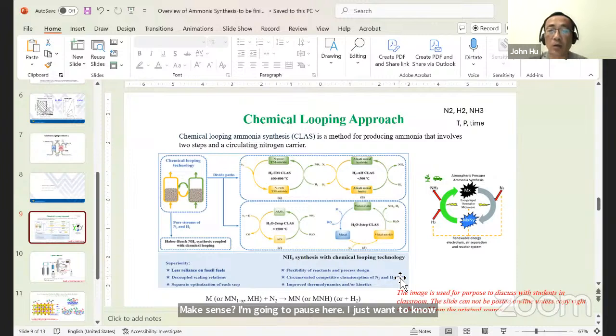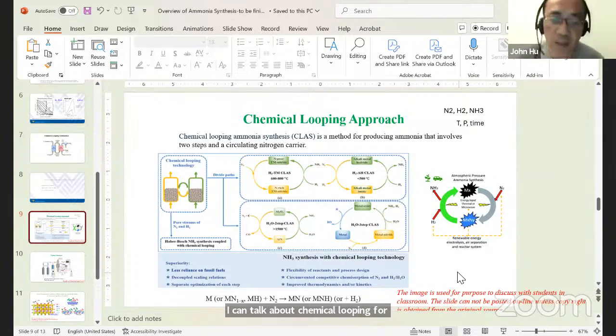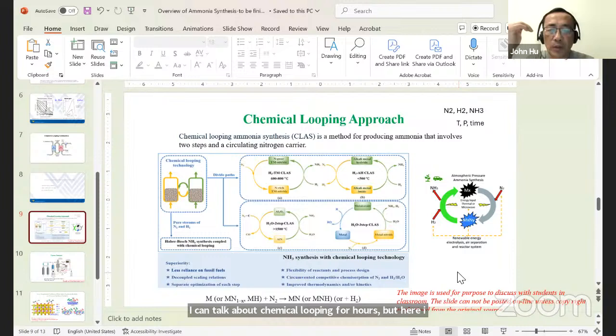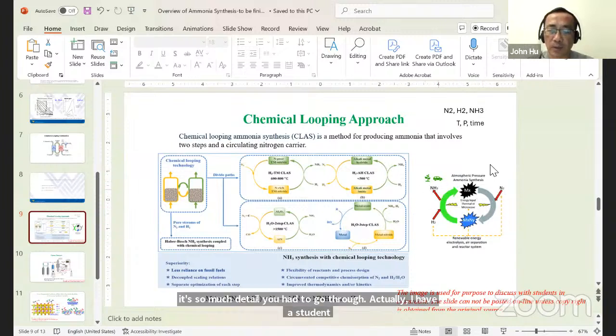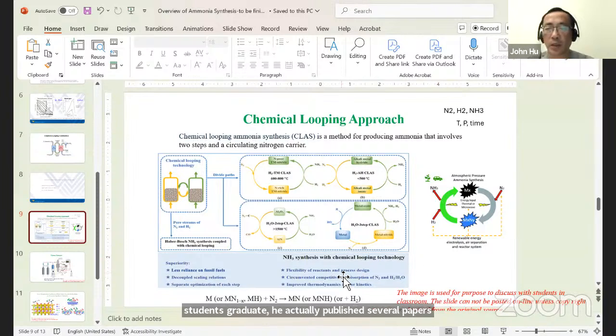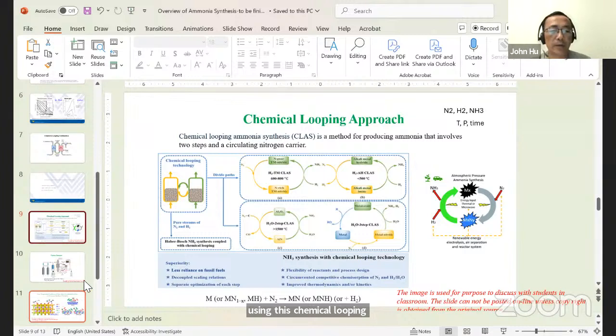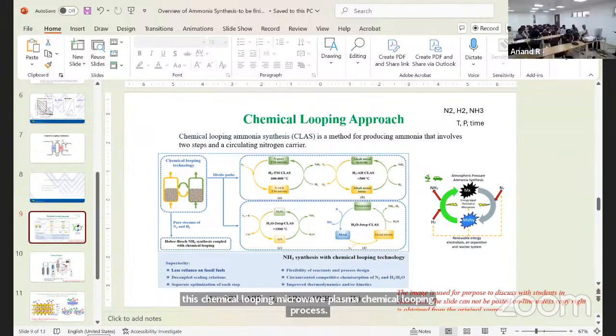It's a very complex process. I can talk about chemical looping for hours, but here I want to show you at a very high level. This is one way to make ammonia. This is not the focus of my lecture today, because there is so much detail you have to go through. Actually, I have a PhD student, a graduate, who published several papers using this microwave plasma chemical looping process. Any questions? Yes, sir.